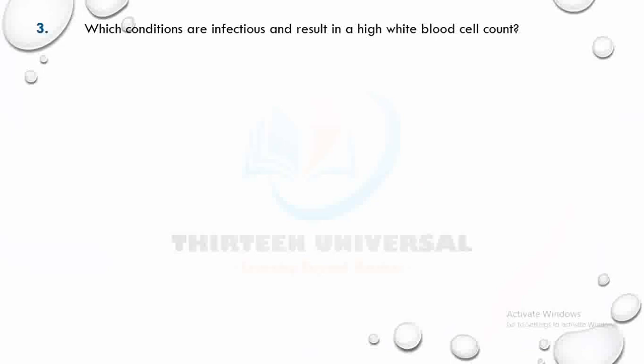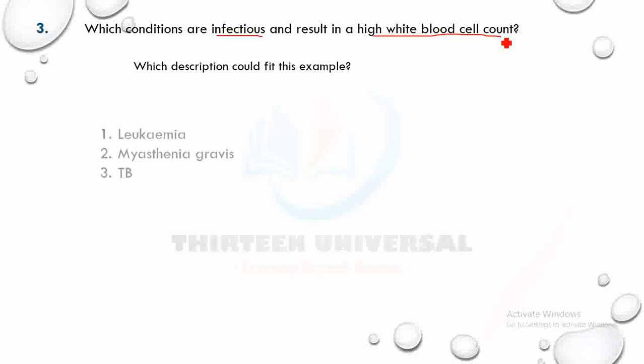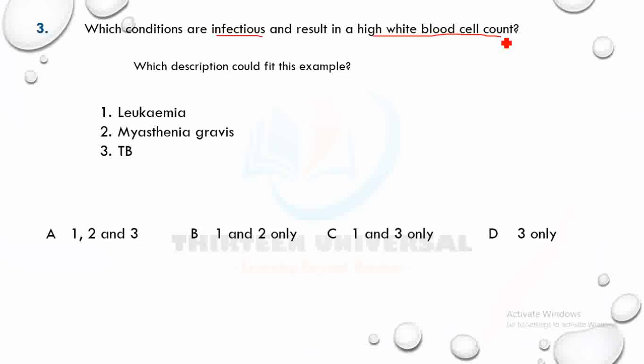So let's go to the next question. Which conditions are infectious and result in a high white blood cell count? Remember, are infectious and then result in a high white blood cell count. So you have to pay attention. Which description could fit this example? Leukemia, myasthenia gravis, TB. Pause the video and try.